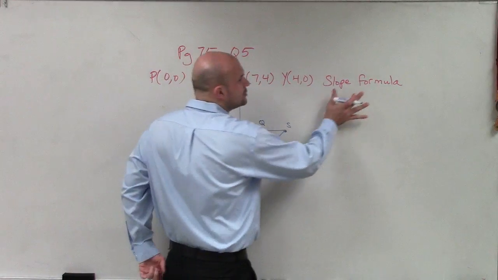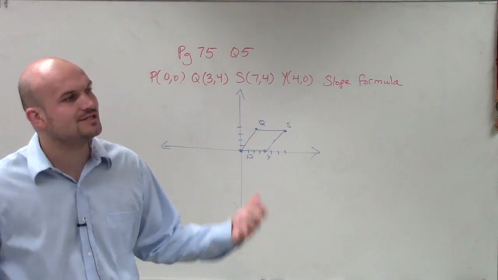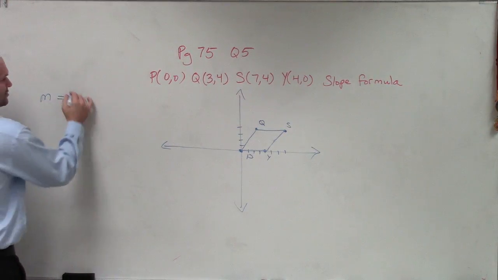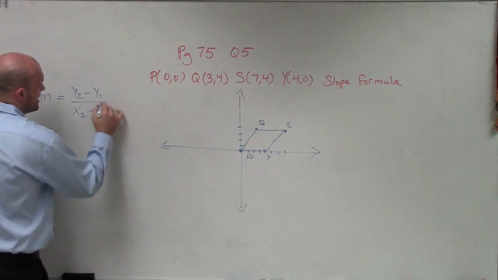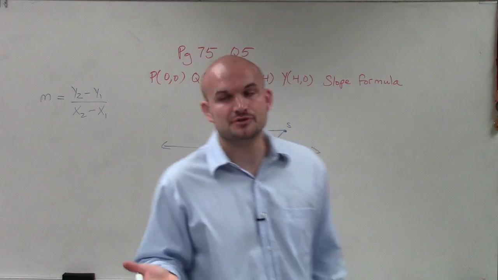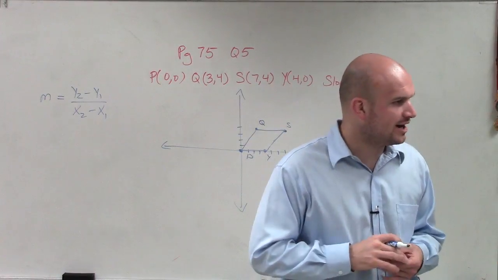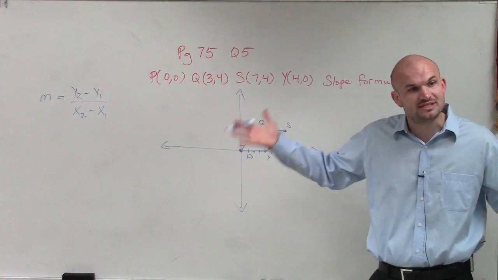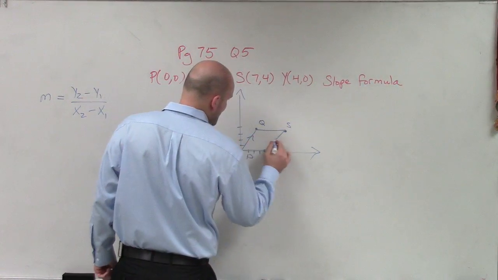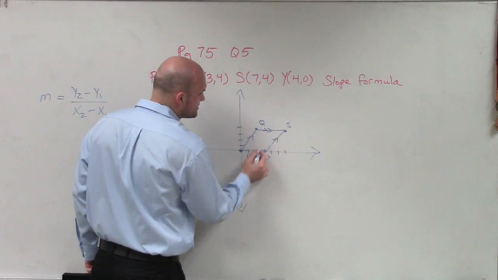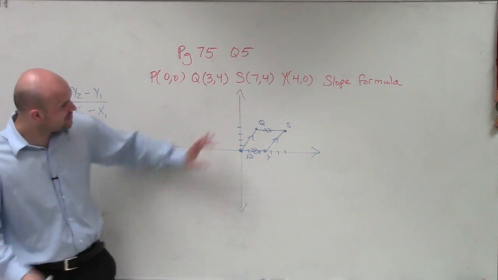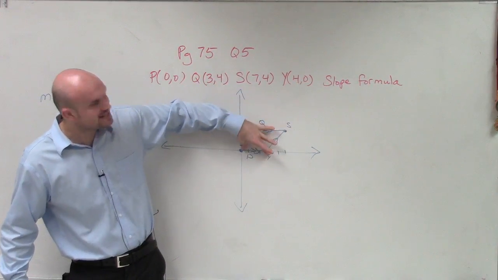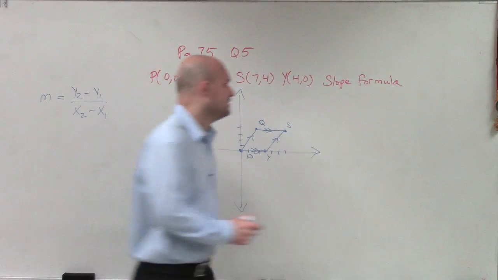Now, they said determine this is a parallelogram by using the slope formula. So when I see using the slope formula, that means I'm going to calculate the slope. So I need to make sure that I know the slope formula between any two points is y2 minus y1 divided by x2 minus x1. Now, what two points do we want to find the slope of? Well, going back to our characteristics of a parallelogram, we know that a parallelogram has two sets of parallel sides. So these two sides have to be parallel, and these two sides have to be parallel. That means if I can determine that this side and this side have the same slope, they're going to be parallel. And if I can show that these two sides have the same slope, then they are parallel.